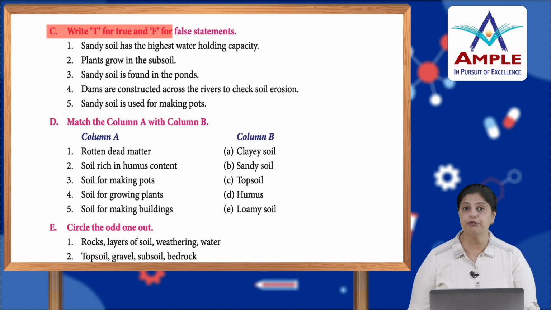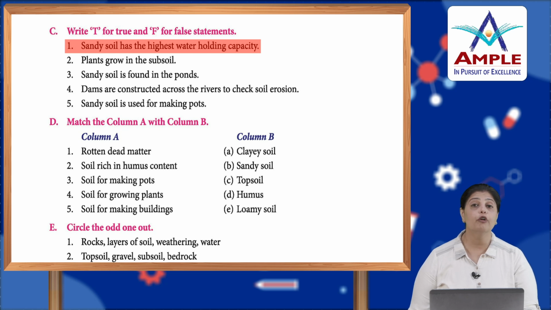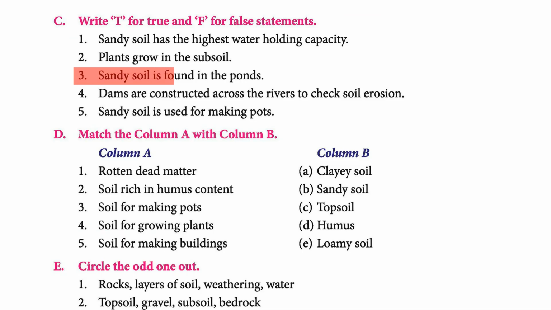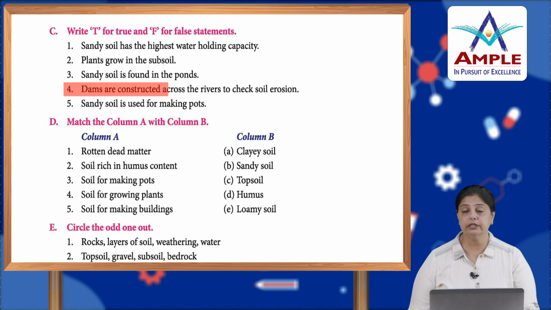Now, write true or false. Sandy soil has the highest water holding capacity. Is it true or false? It is false. Plants grow in the subsoil? No, they grow in the topsoil. Sandy soil is found in the ponds? False. Dams are constructed across the rivers to check soil erosion? True. So, they can prevent it from happening. Sandy soil is used for making pots? False. It is the clay soil.